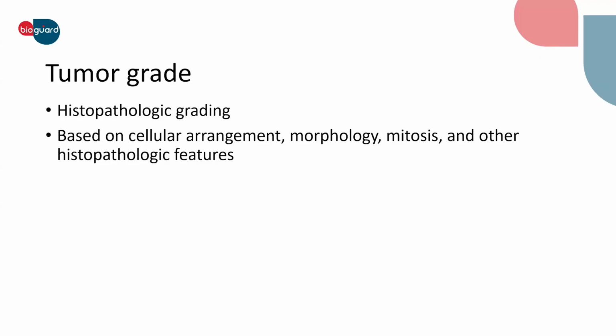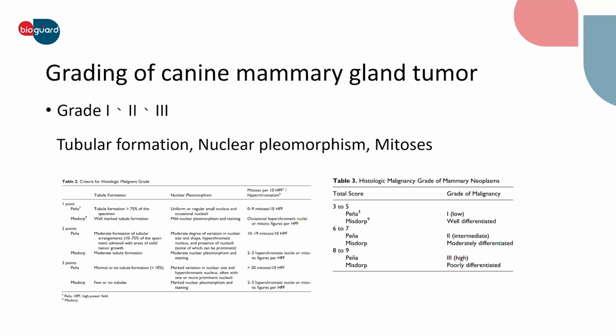Grading helps guide treatment. Low-grade tumors may only need surgery, but high-grade tumors may require chemo or radiation, more aggressive therapy. For example, this is the grading table of dog malignant tumors. The dog malignant tumor could be graded into grade 1, 2, 3 based on tubule formation, nuclear polymorphism, and mitotic index.